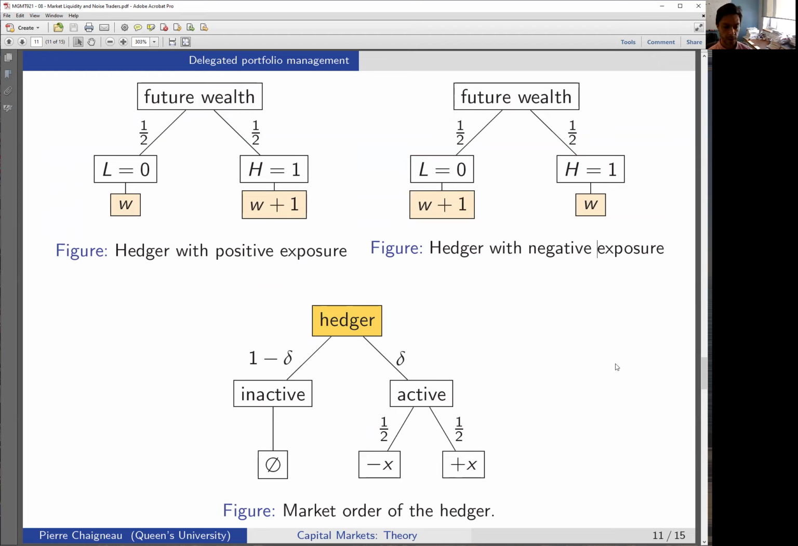Okay. So what will the hedger do? First of all, we know that with some probability, 1 minus delta, there will not be a hedger. So there will not be any trade submitted by a hedger. And with probability delta, there will be a hedger. And then with probability 1/2, this hedger will have a positive exposure, in which case he will want to sell the asset for hedging purposes. And with probability 1/2, this hedger will have a negative exposure, in which case he will want to buy the asset for hedging purposes. So that's the market order of the hedger.